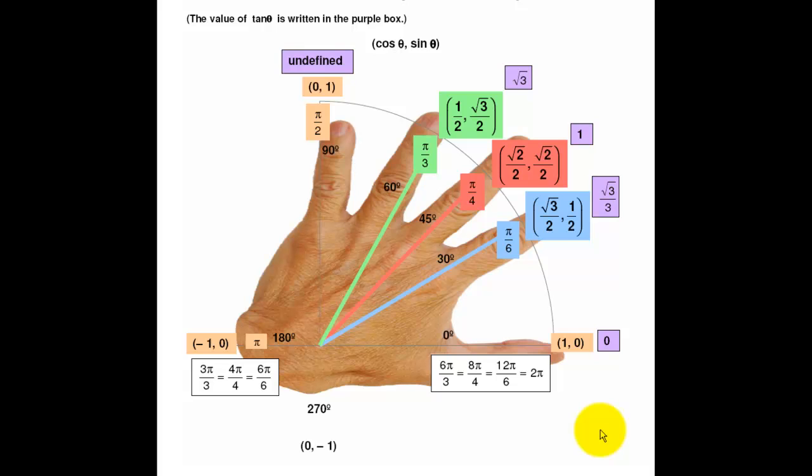Let's check some other fingers. Hide the thumb under your hand. Now we see the cosine of 0 is 1/2 the square root of 4 fingers to the left of 0. That's 1/2 of 2, or 1. And the sine of 0 is 1/2 the square root of 0 fingers to the right, or 0.